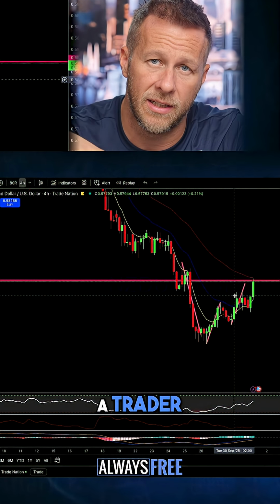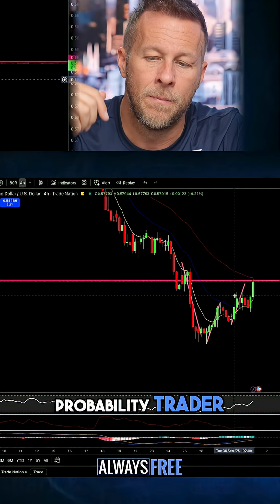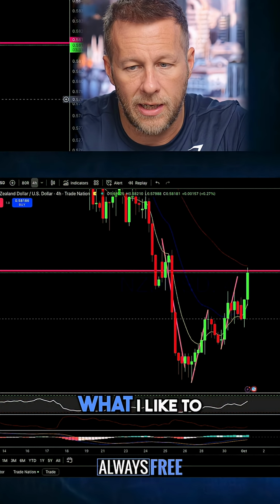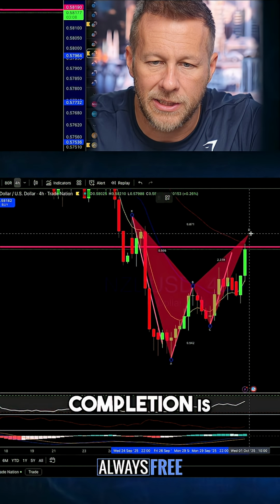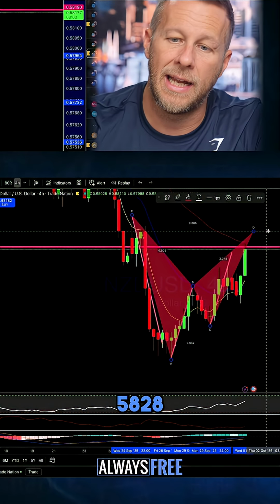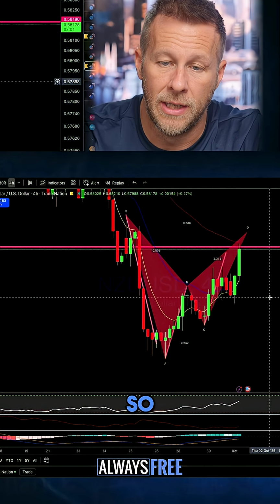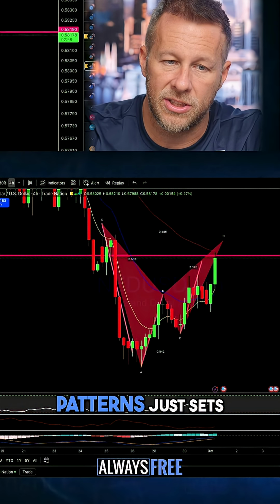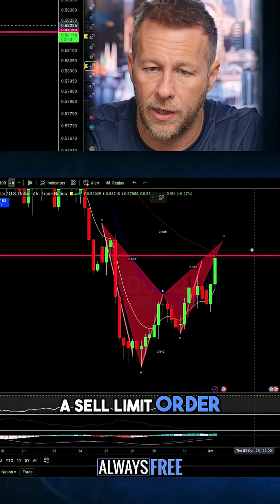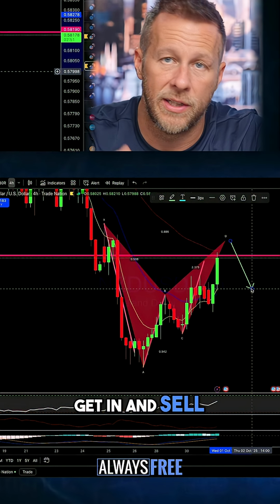So our job as a high probability trader is to think like as many other traders as possible, right? So what I like to do is think like as many traders as possible by bringing on as much confluence as I can that's going to give me the best case for entry. That 886 completion is sitting just up here at 58.28, which would be a bat formation completion. So anyone who's trading bat patterns just sets a set and forget order there, basically a sell limit order, and they're ready to get in and sell short there, right?